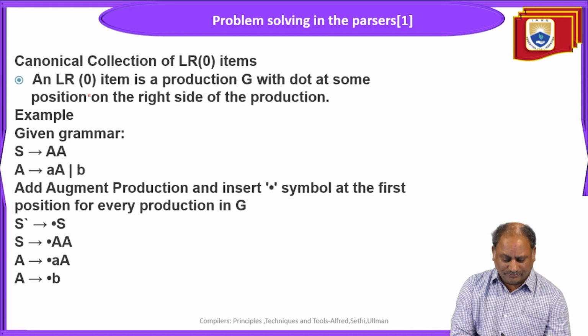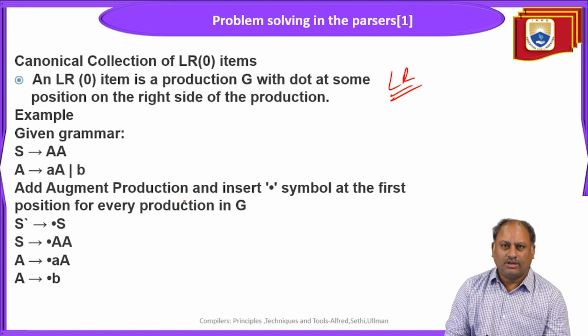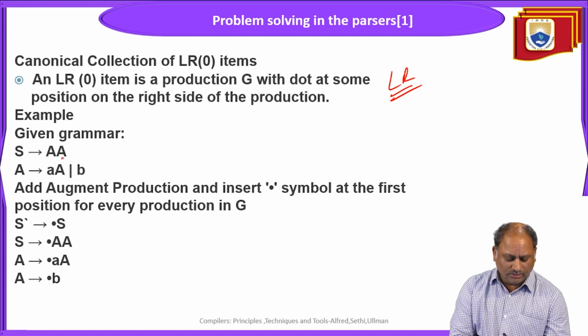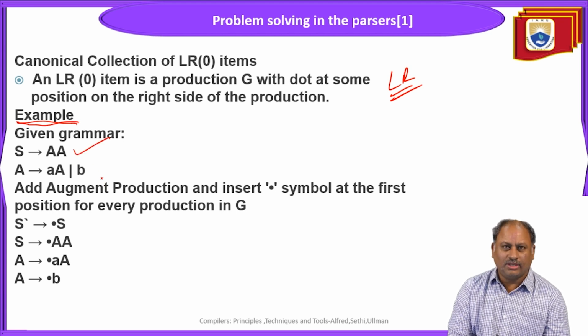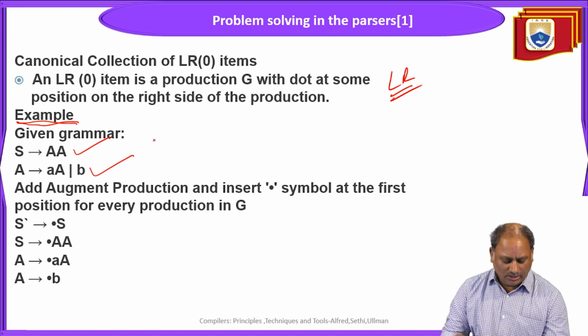Now in case of LR parsers, LR means rightmost derivation, left to right. Here the grammar is to be specified. For example, here we have taken one example. In this example, the given grammar is S derives A, another one is A derives small a capital A, and another one is A derives B.